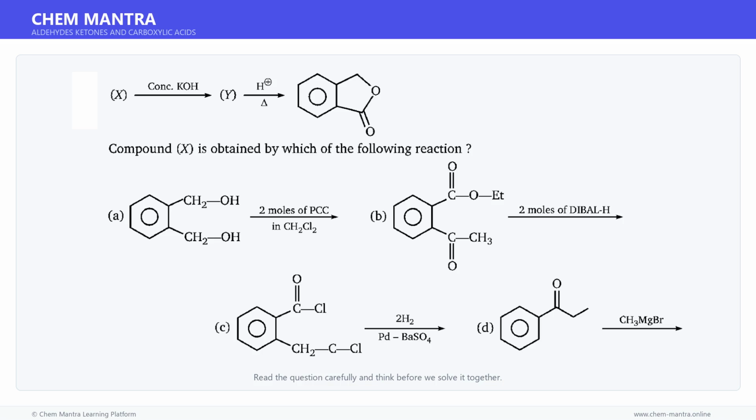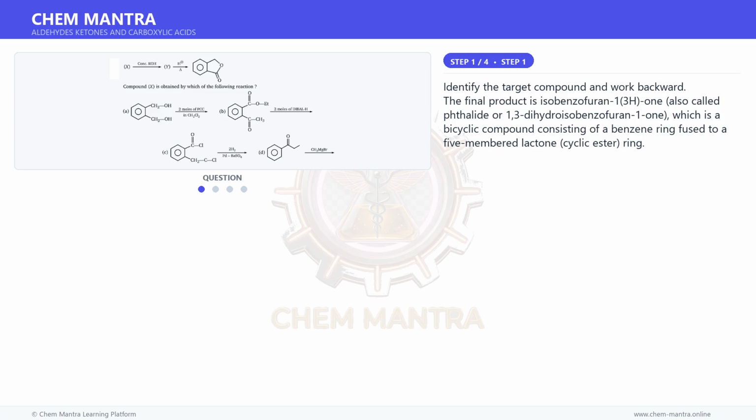Here is a question. Read it carefully and think about the answer. Let us solve it step by step. Let us begin solving this step by step. Identify the target compound and work backward.